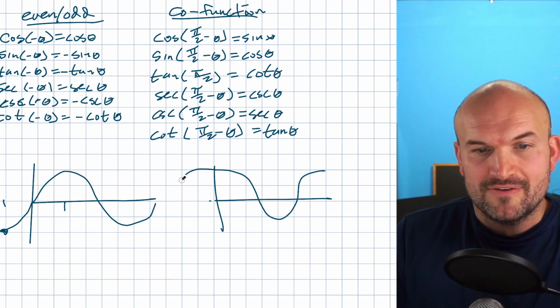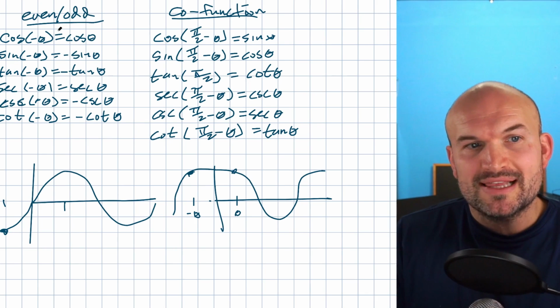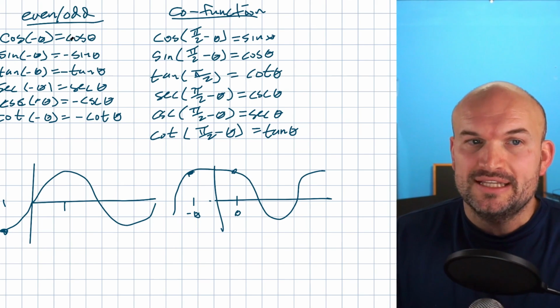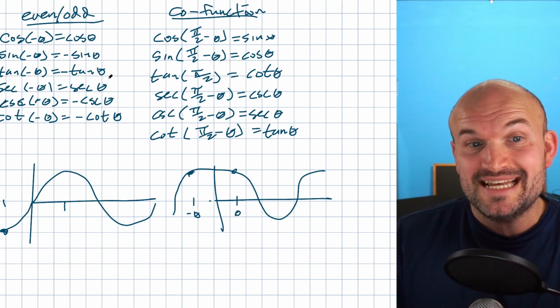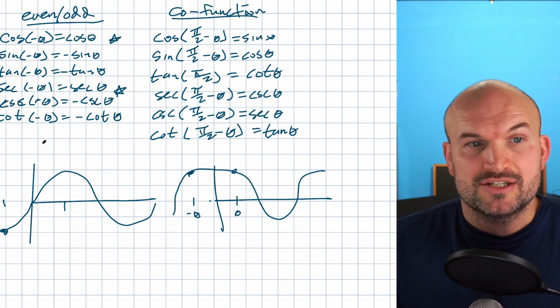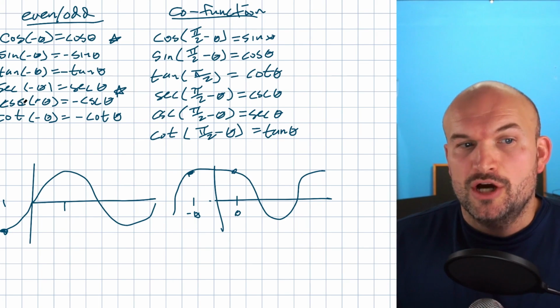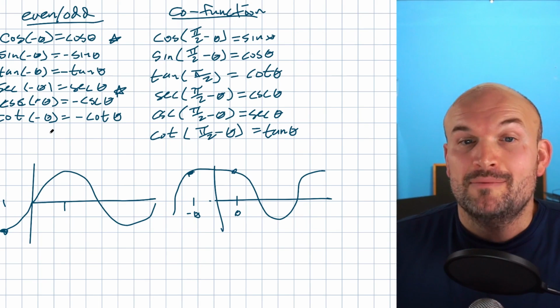Whereas on the cosine graph, when you're looking at a theta here, that's positive. And when you look at negative theta, that's also going to be positive. So that's why the cosine of a negative angle is still equal to the positive value of cosine. Because cosine and secant are both what we call even functions, meaning they're reflective about the y-axis. Whereas sine, tangent, cosecant, and cotangent are all odd functions. Therefore, they're reflected about the origin.